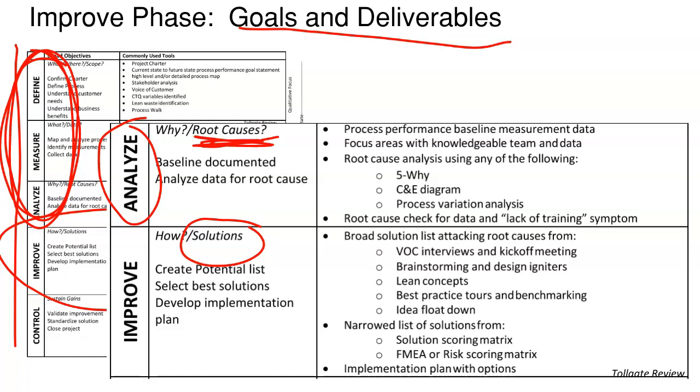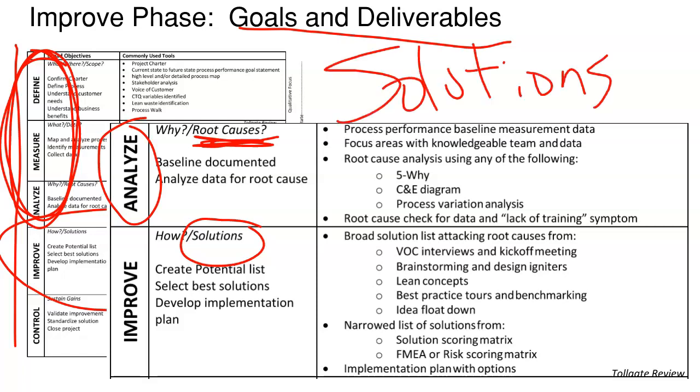And I find that sometimes teams are hesitant to speak up about these solutions, and the improve phase is all about that. Solutions are the name of the game, and the final deliverable that we'll expect to see at the end of the improve phase is a solution implementation plan with some options. We want solutions. How do we go about doing it?